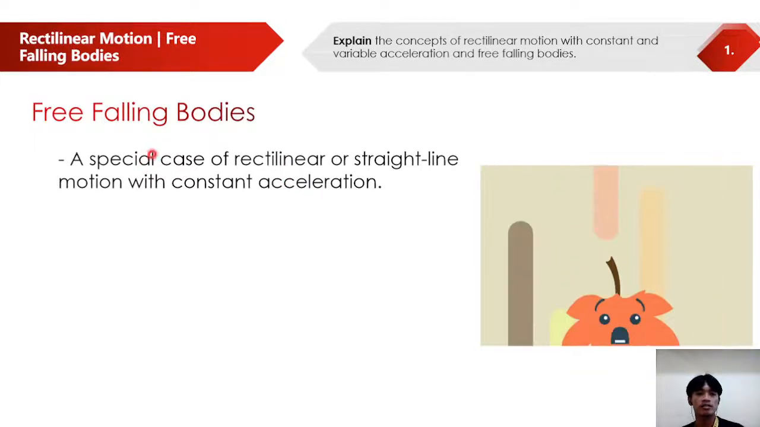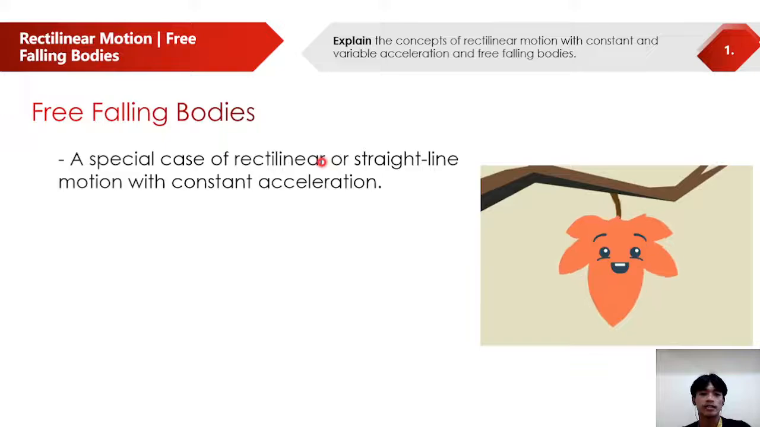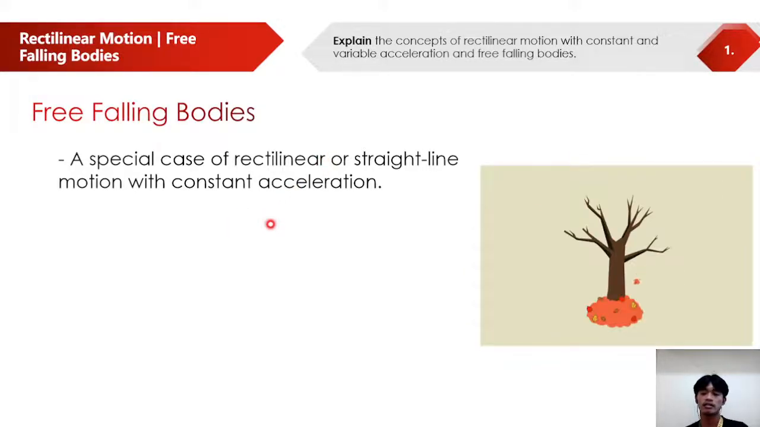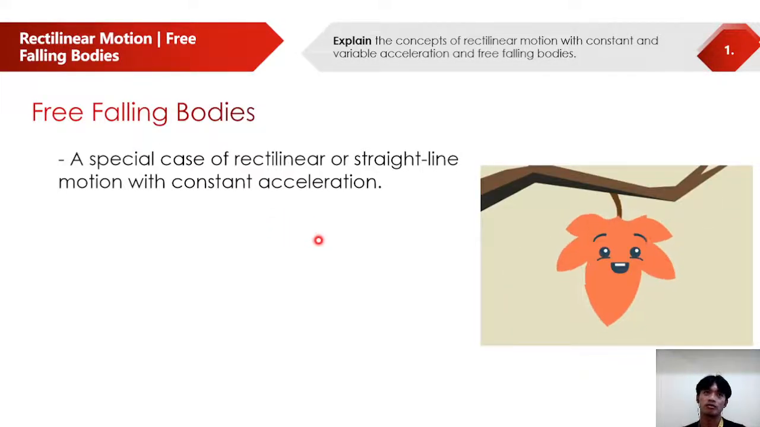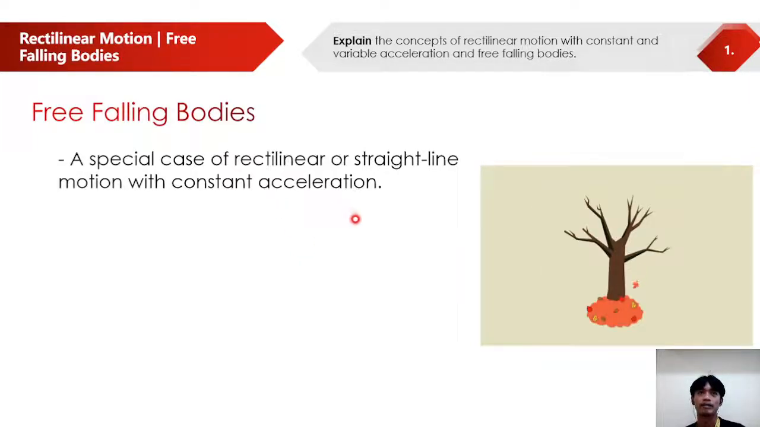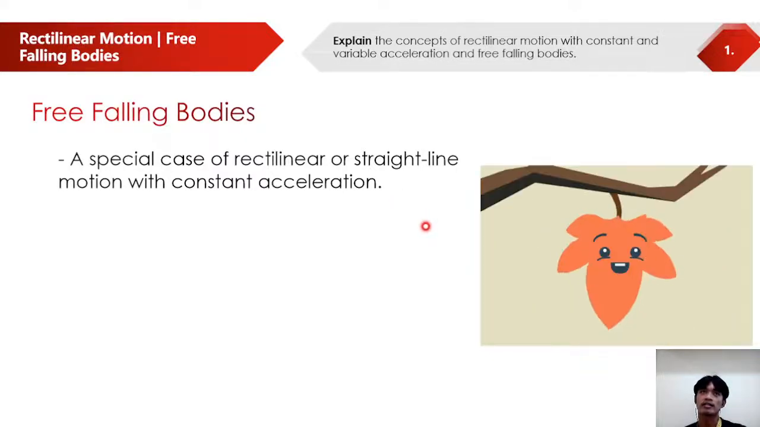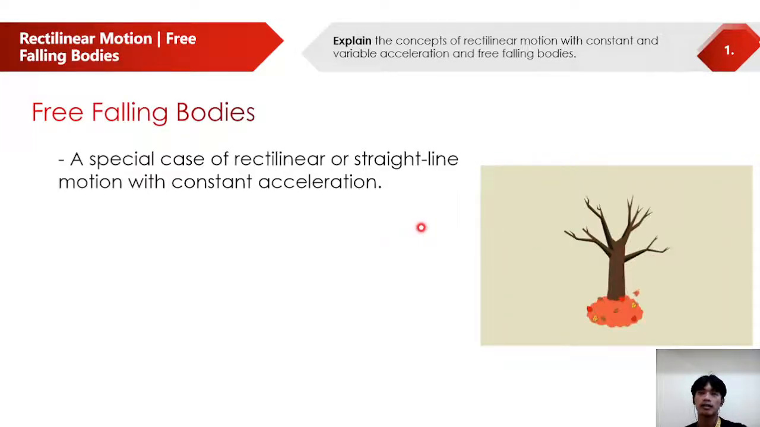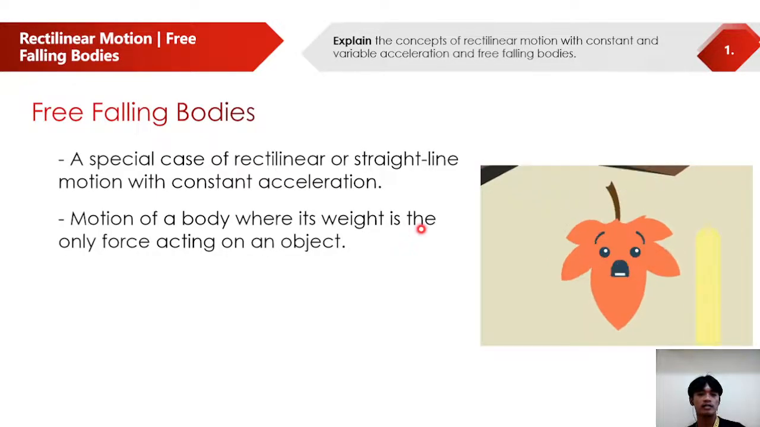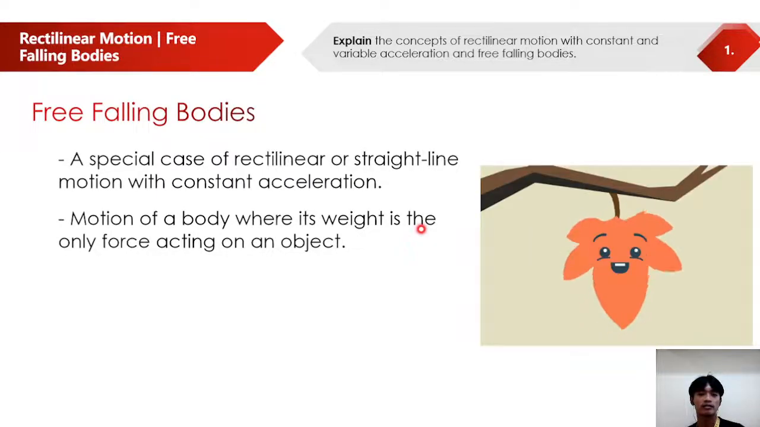It is a special case of rectilinear or straight line motion with constant acceleration. The constant acceleration here is due to gravity. So most of the time, if we are talking about free falling bodies, we're going to use the g, the constant acceleration due to gravity, which is 9.81 meters per second squared in SI or metric and 32.2 in US customary. Now, motion of a body where its weight is the only force acting on an object.